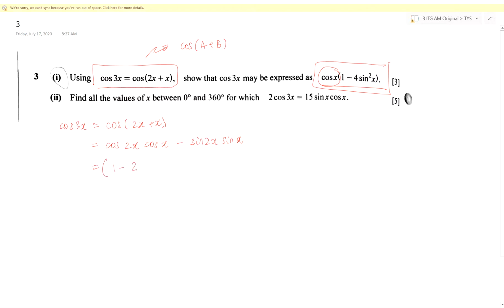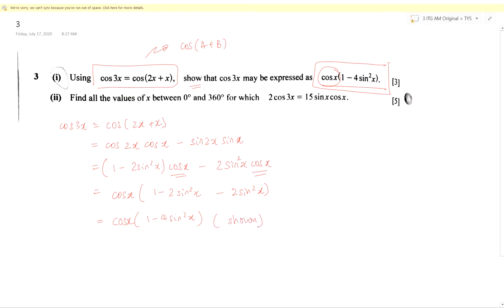So that gives us 1 minus 2 sine square x multiplied by cosine x, and over here sine 2x, there is only one expansion, which gives us 2 sine x cosine x, and now we multiply again by sine x, so we can conveniently square this. So we see that there is a common factor of cosine x in both of them. Factorize it out. What is left will be 1 minus 2 sine square x minus another 2 sine square x, which simplifies to give us what the question wants, cosine x times 1 minus 4 sine square x. So since we have shown it already, put down in the bracket, shown.